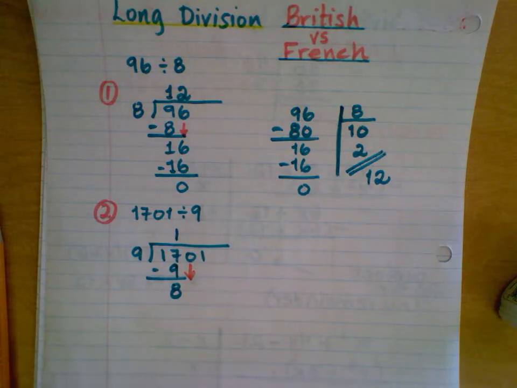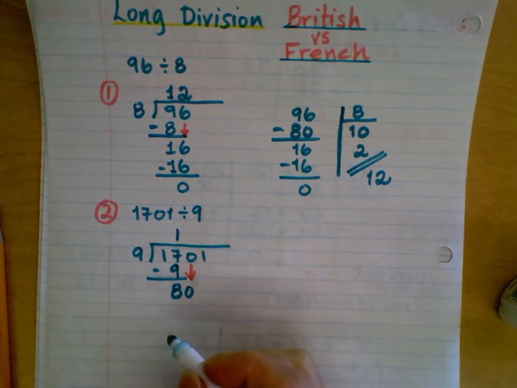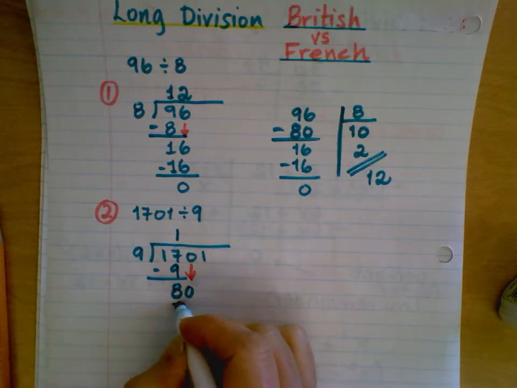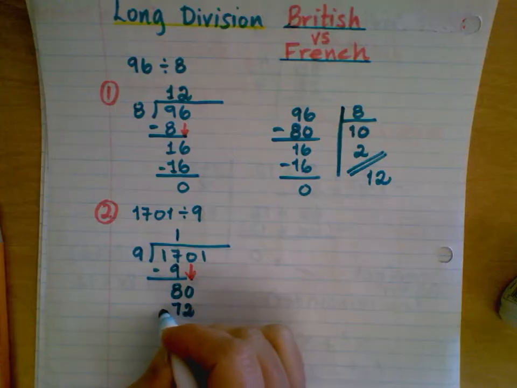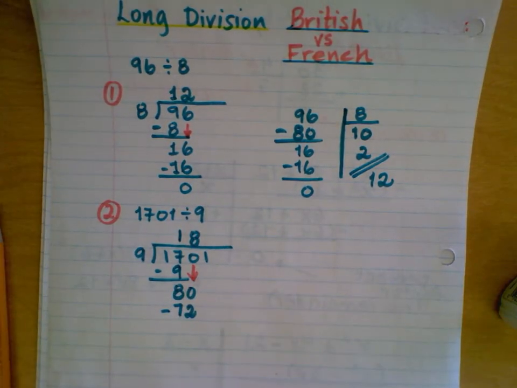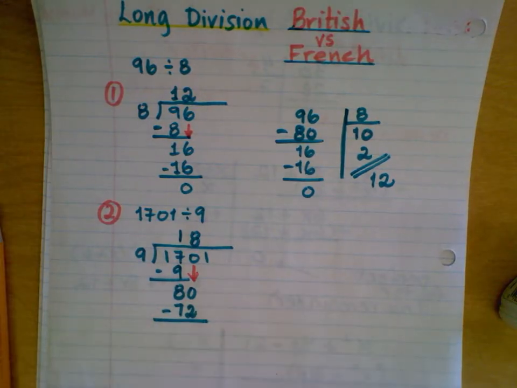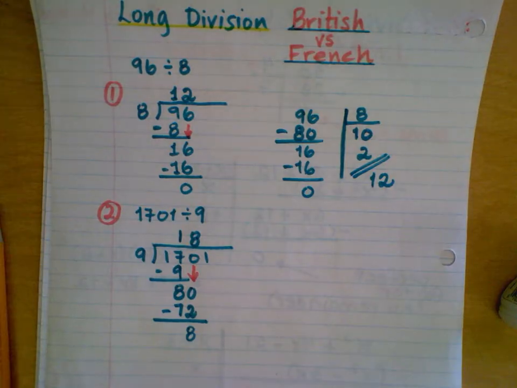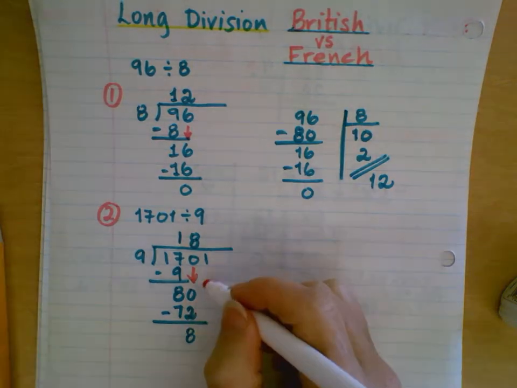I'm just using color to illustrate the different steps there. And I think, okay, what's a multiple of 9 that is close to 80? Well, I've got 72. That's 8 times 9. I subtract that from the 80. That leaves me with another 8. And then I'm going to drop down this 1.